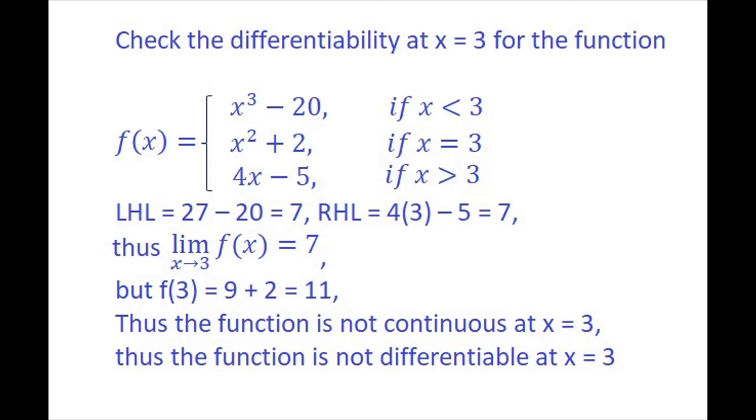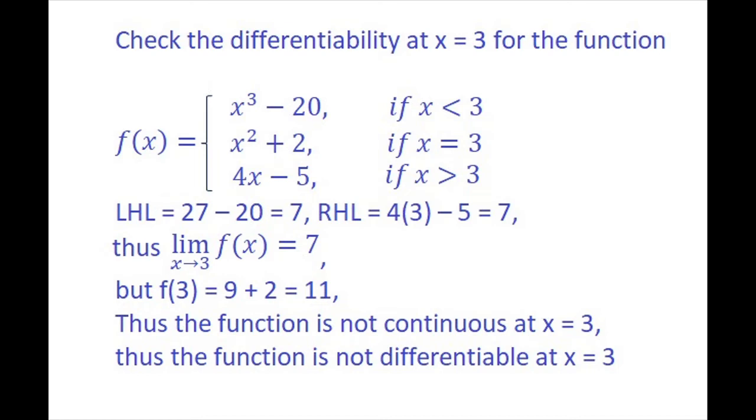We found LHL is 3 cube minus 20, which is 7. RHL is 4 into 3 minus 5, 12 minus 5, 7. So limit x tends to 3, f(x) exists and is equal to 7. Fine. Now we need to find f(3).